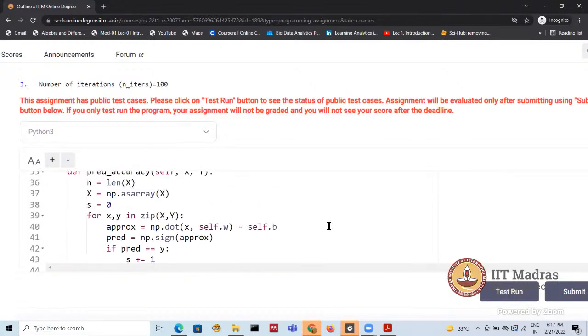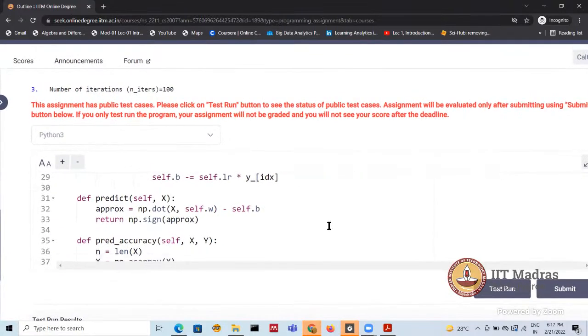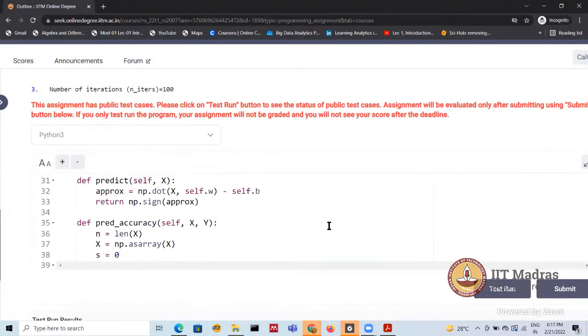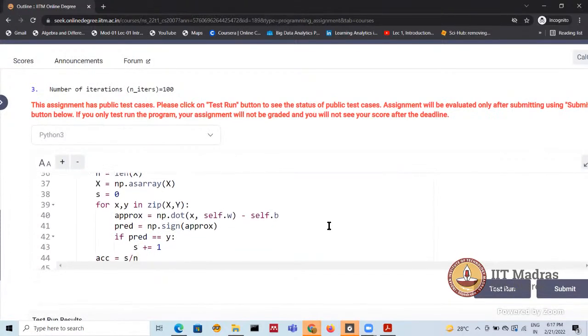Yeah, can you show that pred accuracy function? I think that's what you said right now.